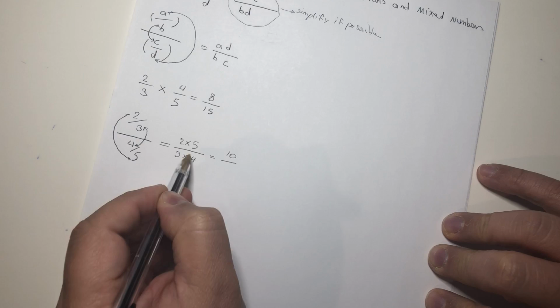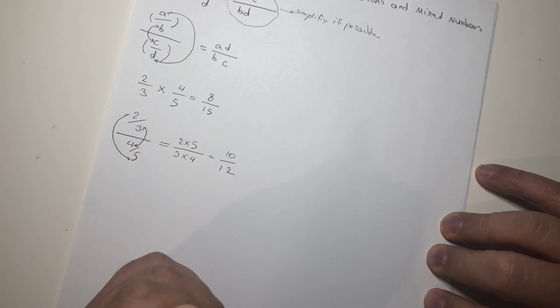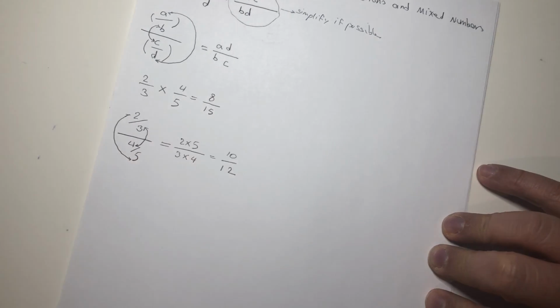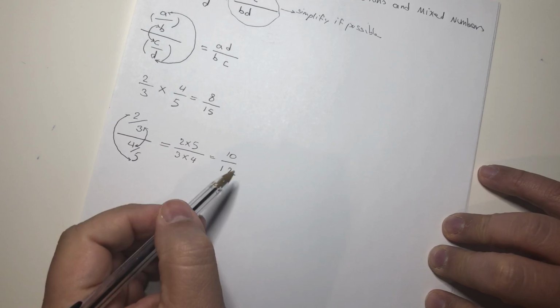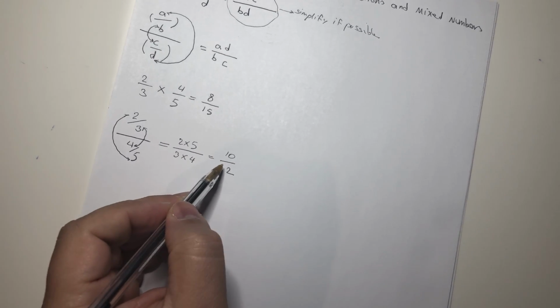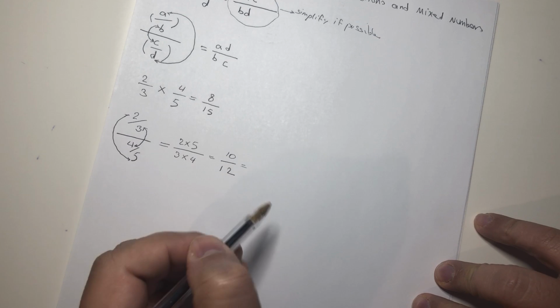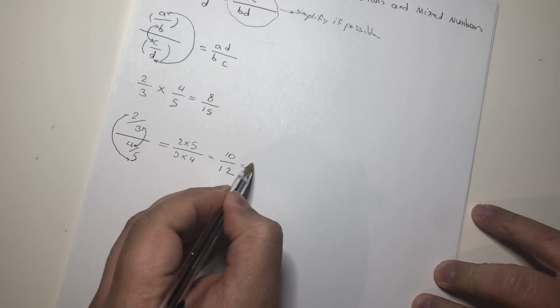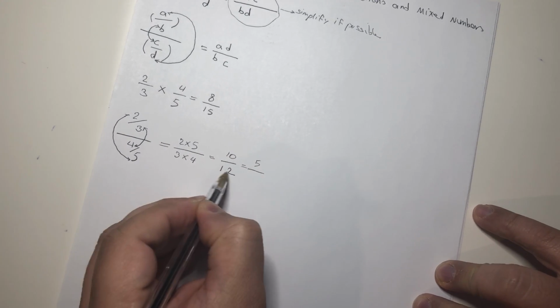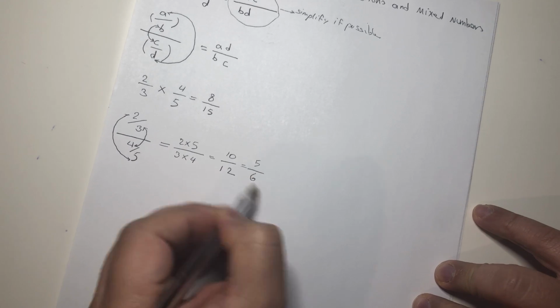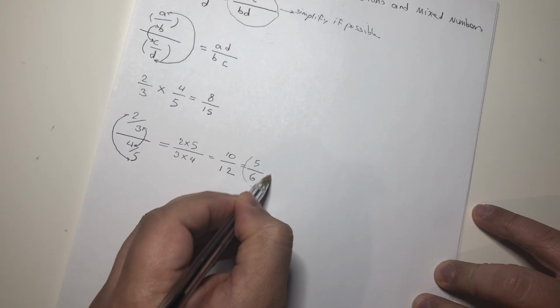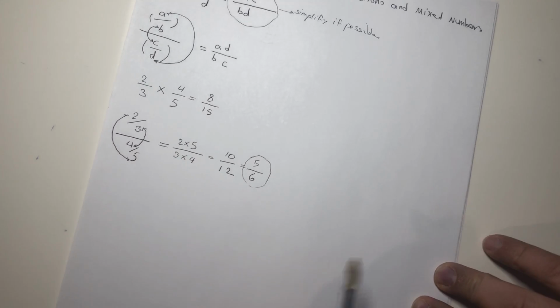10 over 12. As you can see, we can simplify this further by dividing both numerator and denominator by 2. 10 divided by 2 is 5. 12 divided by 2 is 6. So this would be our final result.